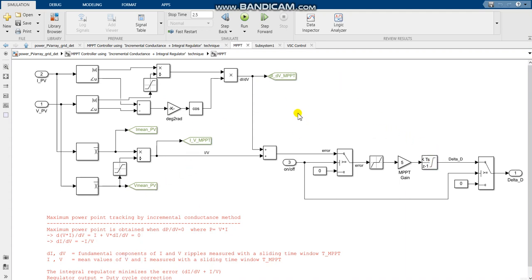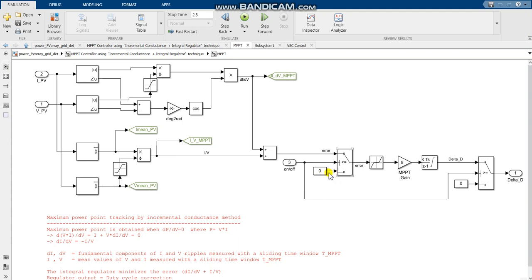Now, we can see at the top part here, it factors in your delta I over your delta V. Down here, it takes the average I divided by the average V. Now, it then adds these two together. So for the incremental conductance method, when your delta I over delta V is added to your I over V, if that is equal to 0, that means that your circuit is operating at the maximum power point.